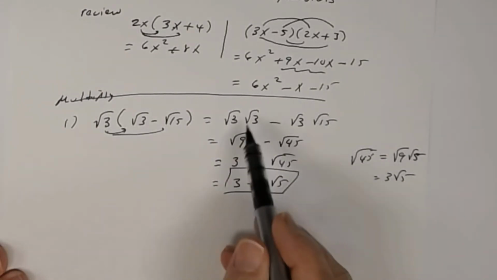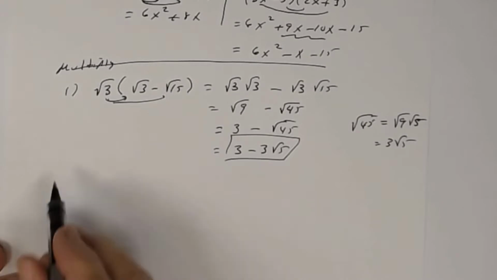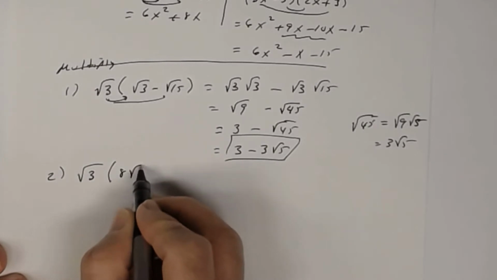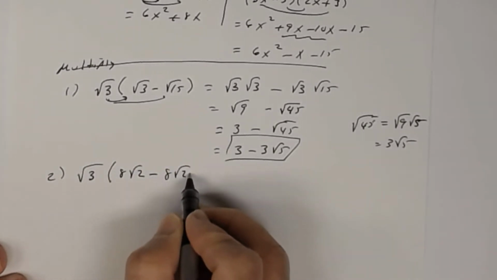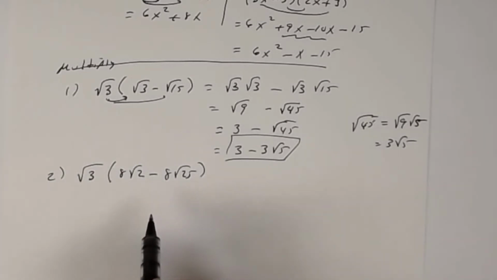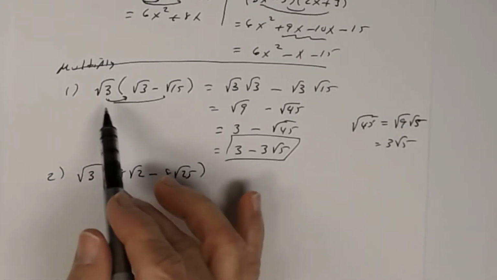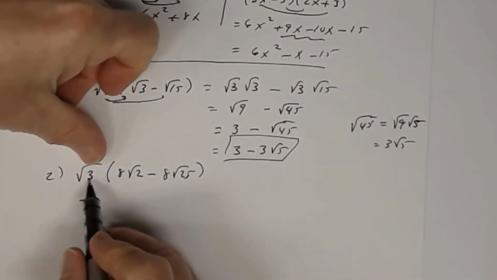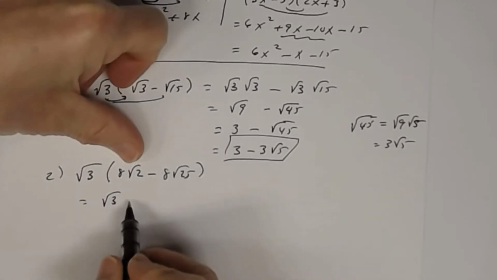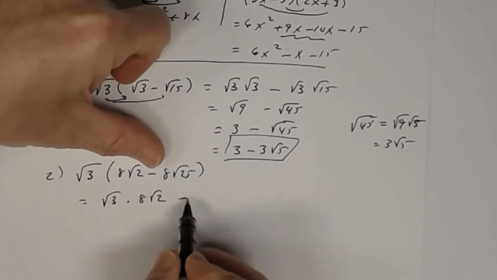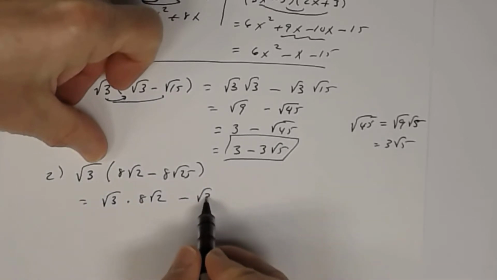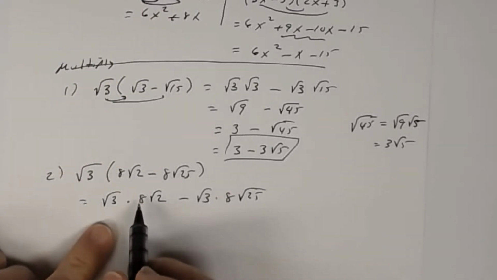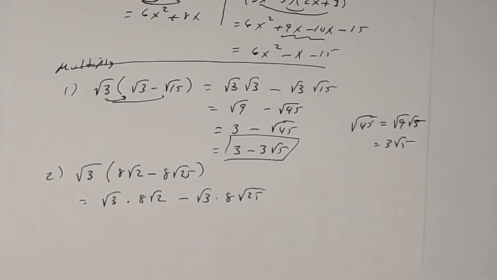So it's a lot of things that you've learned in the past that you use here. And for number two, let's suppose I had the square root of 3 times (8 square root of 2 minus 8 square root of 25). In this case, I would go ahead and use that same approach for right now. So that's going to be the square root of 3 times 8 square root of 2, minus the square root of 3 times 8 square root of 25.